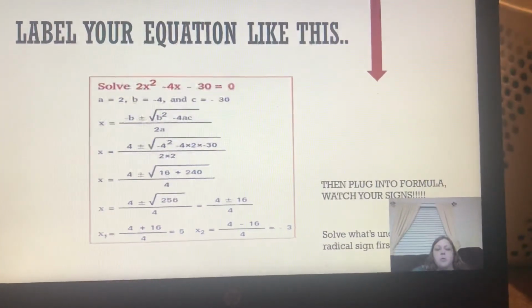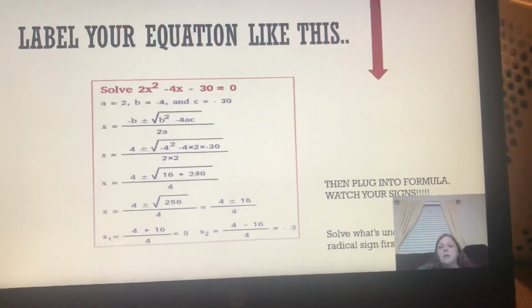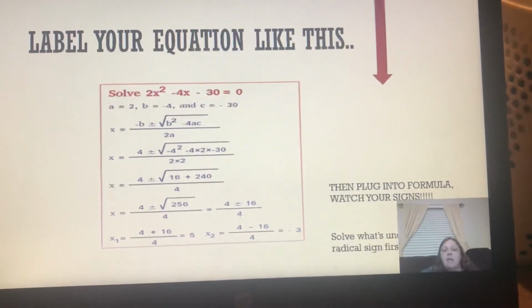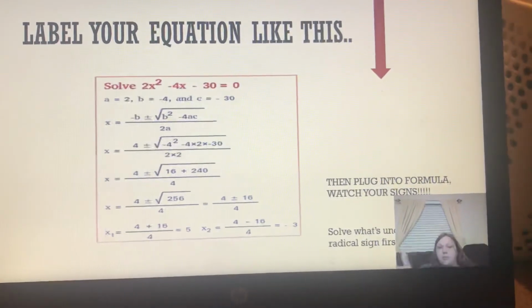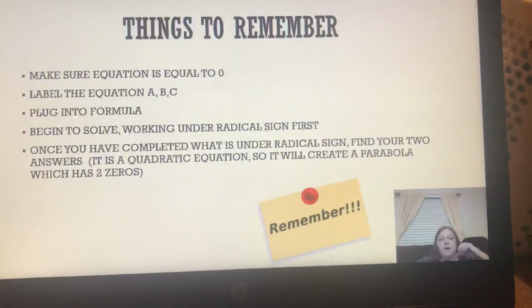So where it says the square root of 256, we know that's a perfect square. Then you break it into that 4 plus or minus 16, because the square root of 256 is 16, divided by 4. And then that's when you break it into two separate problems and solve it, and you got your answer.